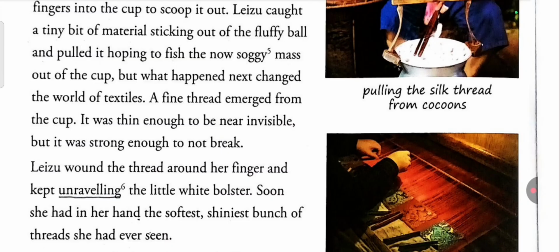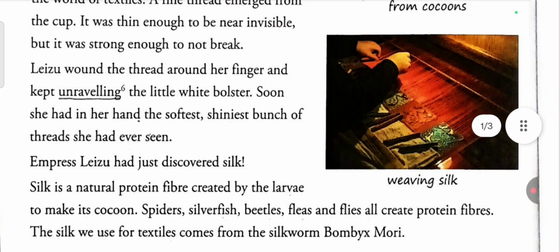A fine thread emerged from the cup. She took out a very thin, soft but very strong thread out of the cup. It was thin enough to be nearly visible, but it was strong enough to not break. It was almost invisible, but it was very strong. She couldn't break it. Lizu wound the thread around her finger and kept unraveling the little white bolster.